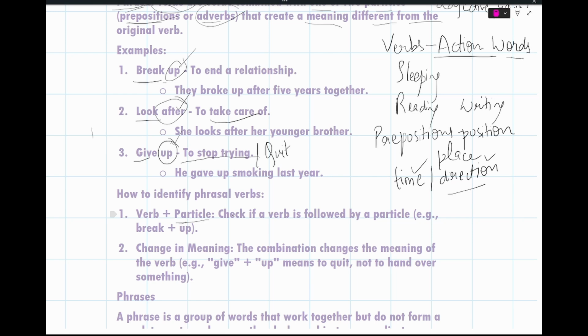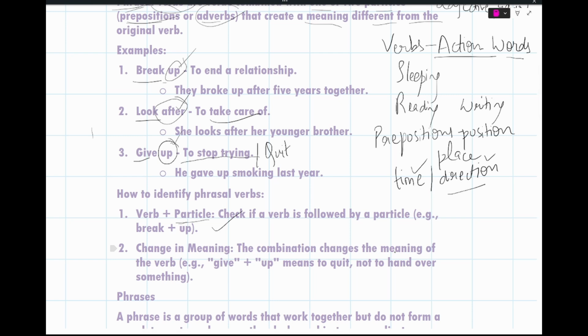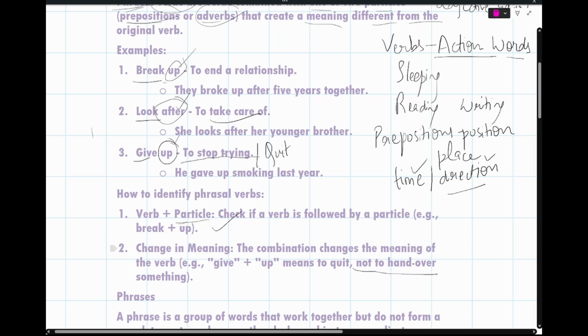For example, break plus up. This is the first criteria that you'll see. Second thing is there is a change in meaning. So the combination changes the meaning of the verb. Example, give plus up means to quit, not to hand over something. So that is what I mentioned.